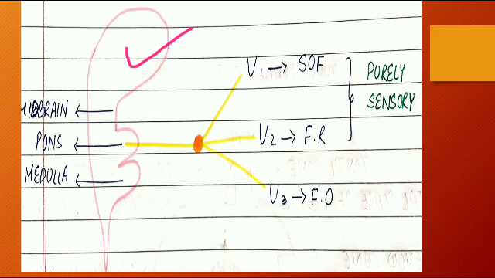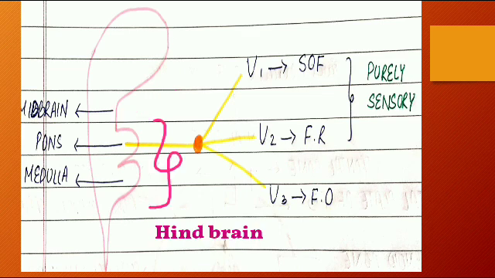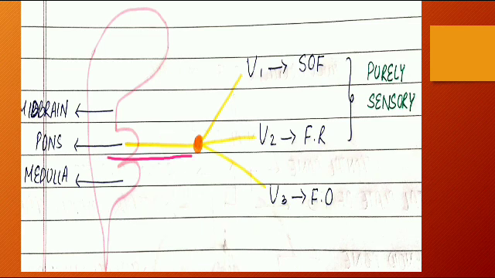This is your forebrain, this is your midbrain, and this is your hindbrain, which constitutes pons and medulla. Now the trigeminal nerve is arising from pons. This is your trigeminal ganglion, and here it gives off three branches, V1, V2 and V3. All of these branches run forward, and one of the branches, V3, dips down into the foramen ovale and forms the mandibular nerve.